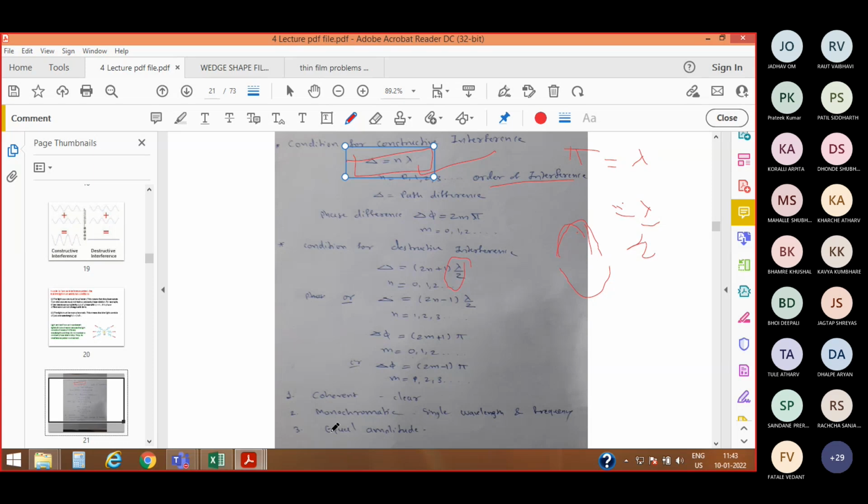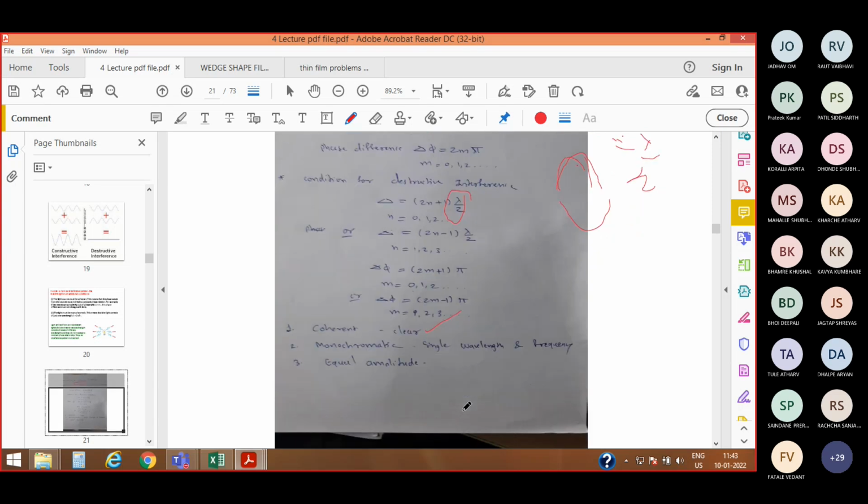Another important point is the light should be coherent, that is clear. So whatever light for which the interference is happening, the light should be coherent. Similarly, the light is monochromatic, of single wavelength and frequency. So light is to be monochromatic, and then we are getting the interference of the light. Similarly, having equal amplitude. So the light waves should have equal amplitude, then interference happens, otherwise not.